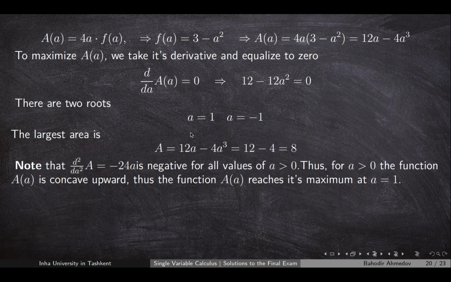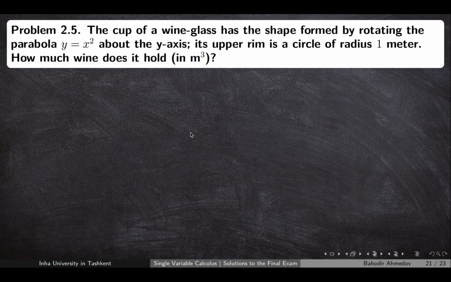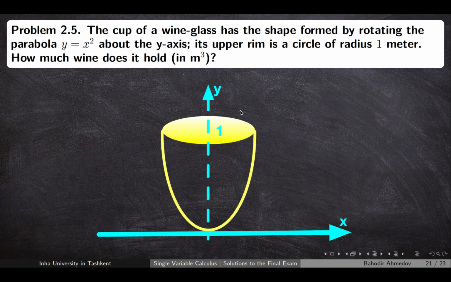And the last problem is about the application of integration when we need to find a volume. A wine glass has a shape formed by rotating the parabola around the y-axis, and we're going to find its volume, right? How much wine does it hold? It looks roughly like this. We've got a parabola, the equation of the parabola is y equal to x squared, and by rotating this around the y-axis we get the shape. The radius of the top is equal to 1, so this is at the point 1.